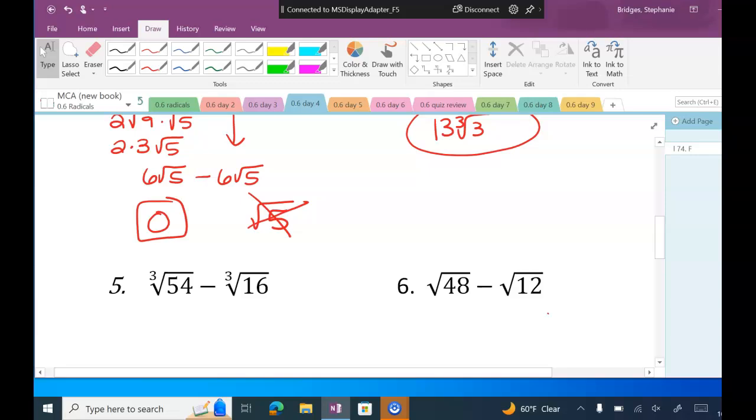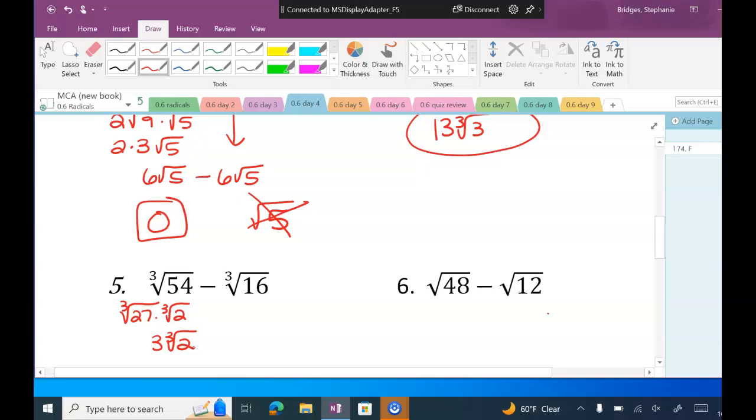Is 54 a perfect cube? Is it on my list? No. Okay, so we're starting with the one closest to it without going over. Does 27 go into 54? Yes, it does. How many times? 2. So we're going to split that into the cube root of 27 times the cube root of 2, which turns to 3 cube roots of 2.